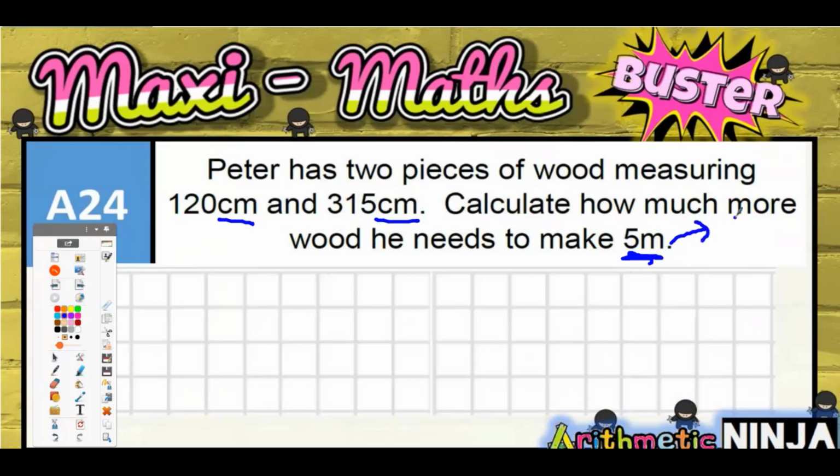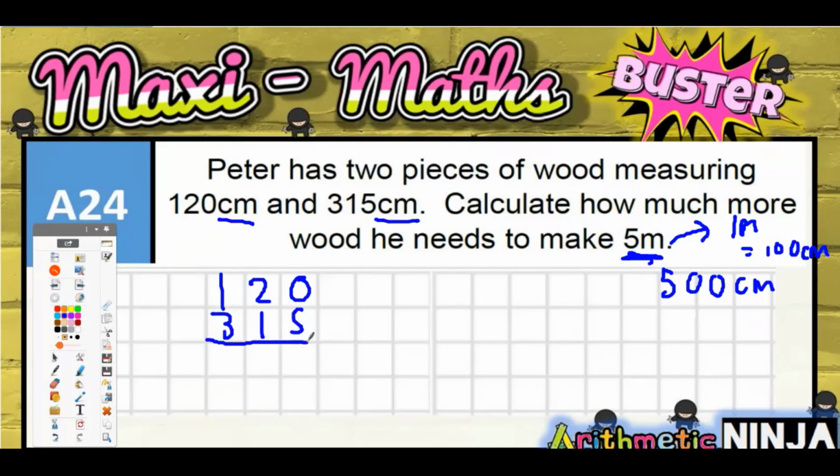So in 1 meter is 100 centimeters. So 5 meters is going to be 500 centimeters. So we're actually talking 500 centimeters. So what we'll do is we'll add up what he's got so far. So that's 120 plus 315. Let's add that up. So far we are talking about nothing add 5 is 5, 2 add 1 is 3, 1 add 3 is 4. So we've got 435 centimeters.